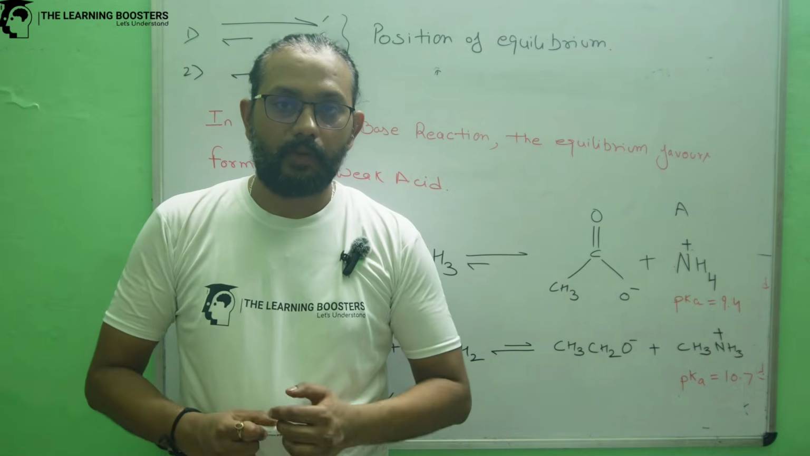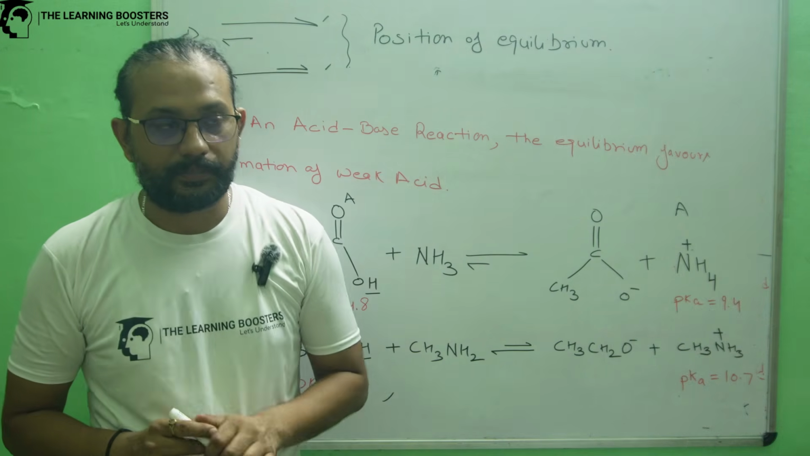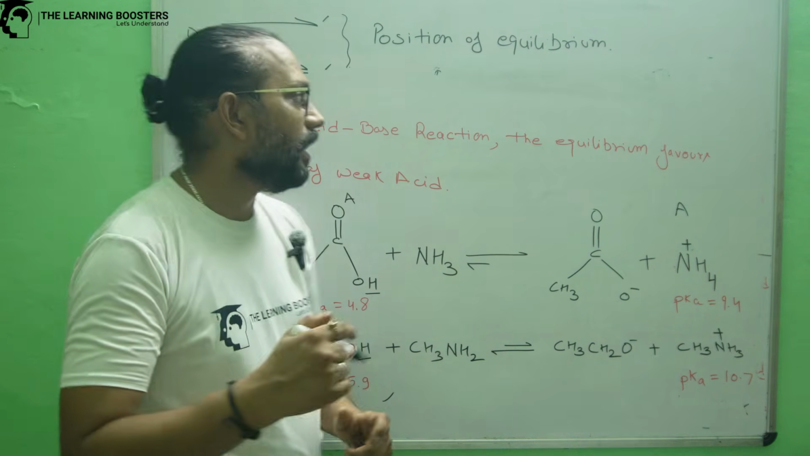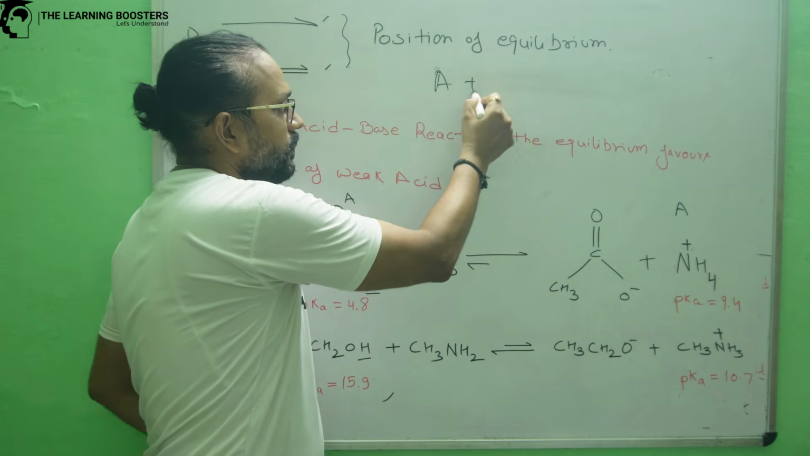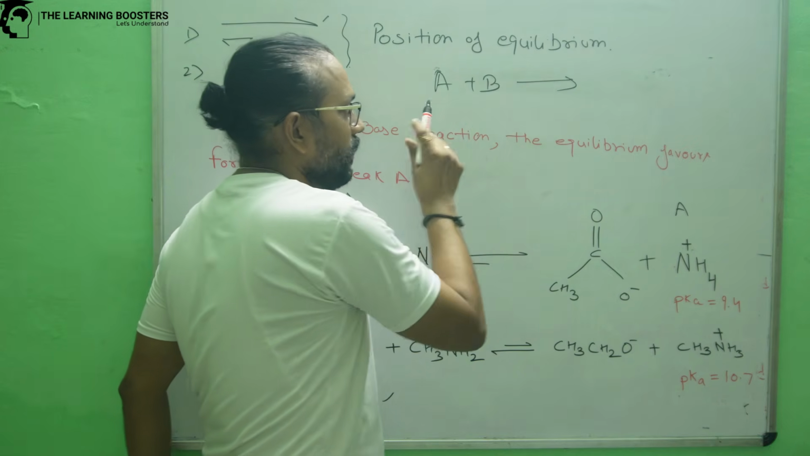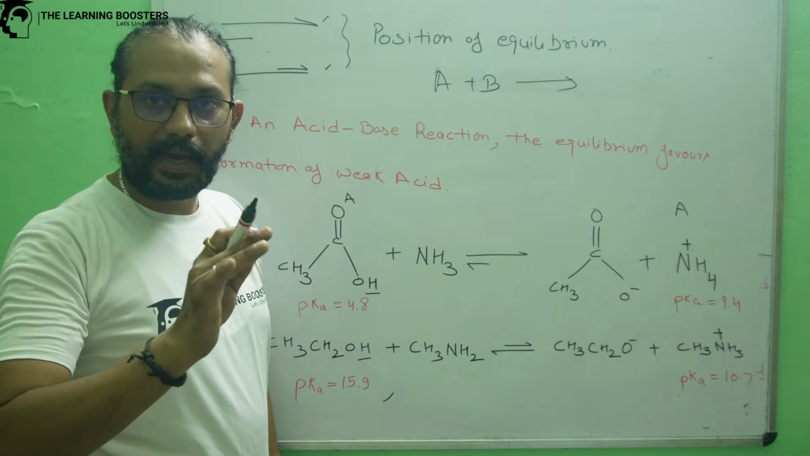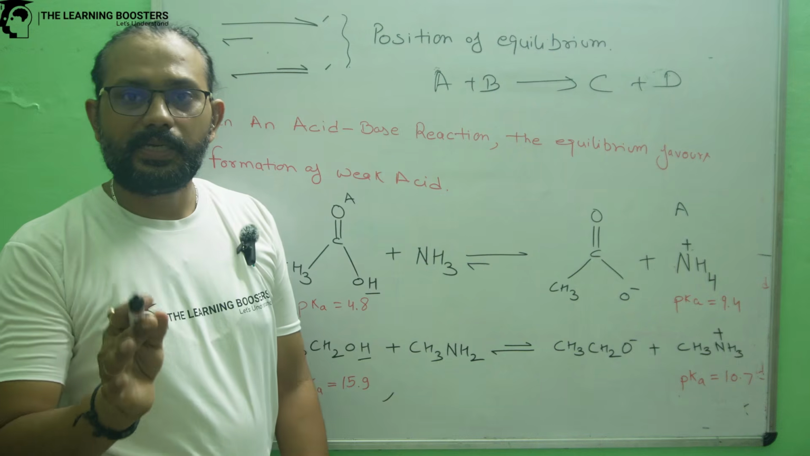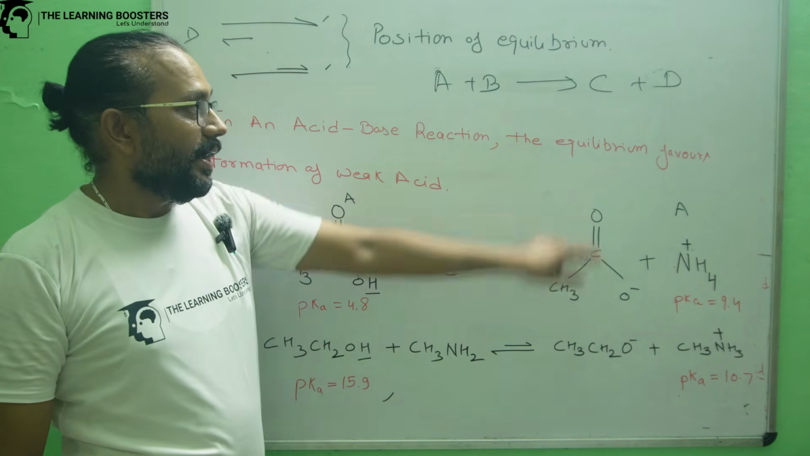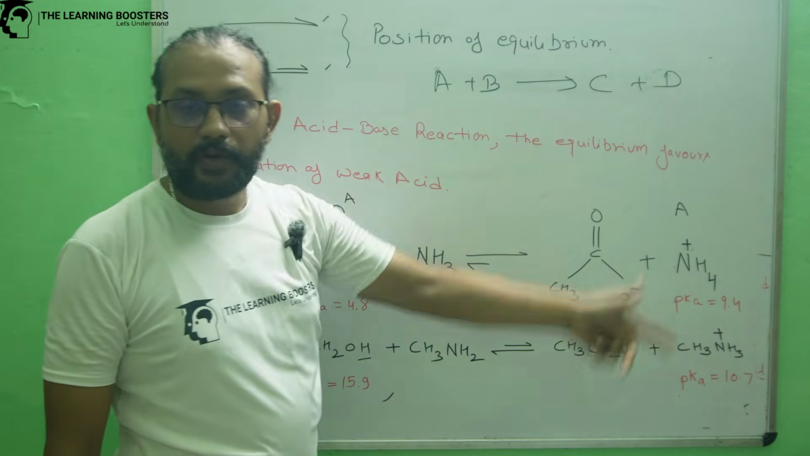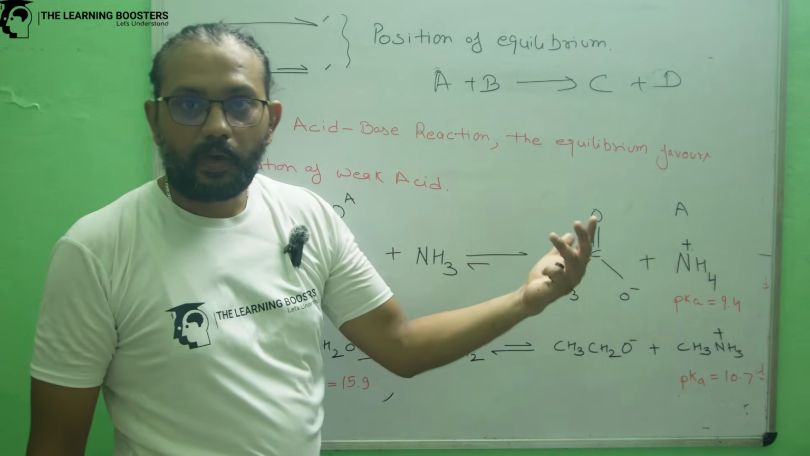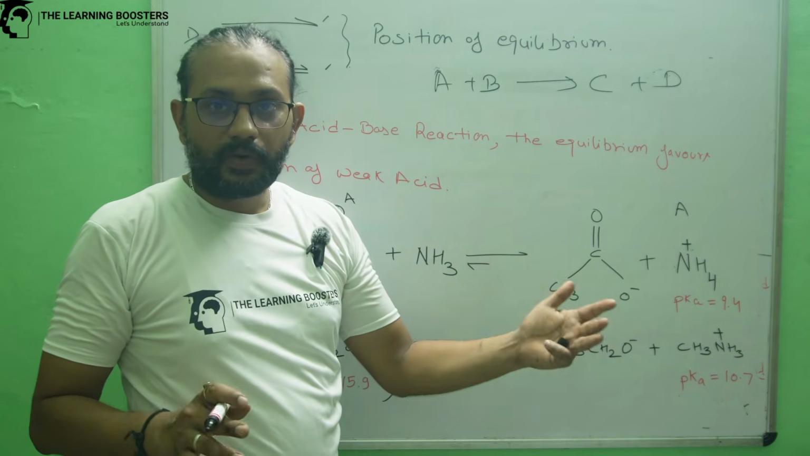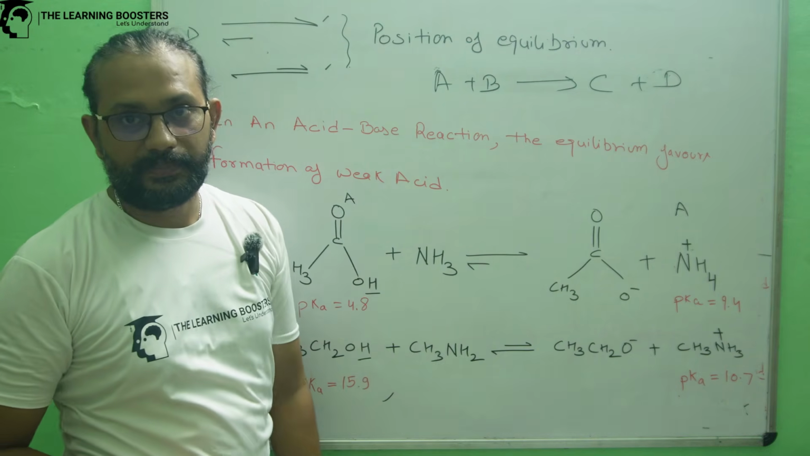Now let us discuss the position of equilibrium, that means the equilibrium constant. We have studied one thing, say A plus B. If a reaction takes place between reactants A and B, leading to formation of products, say C and D, and it is favored toward C and D, and they are not converting back into A and B, we call it an irreversible reaction.